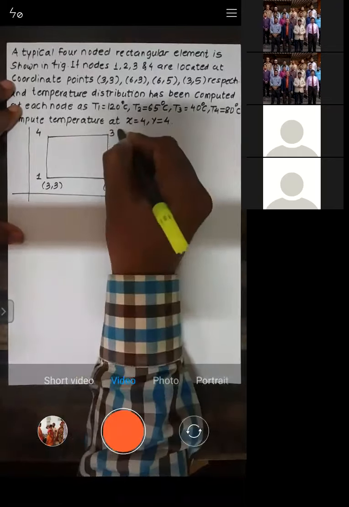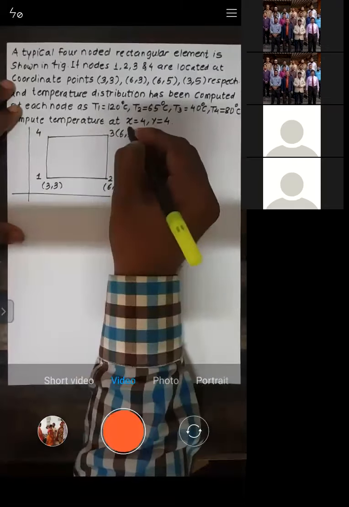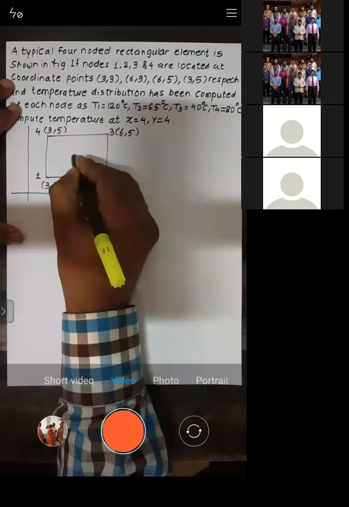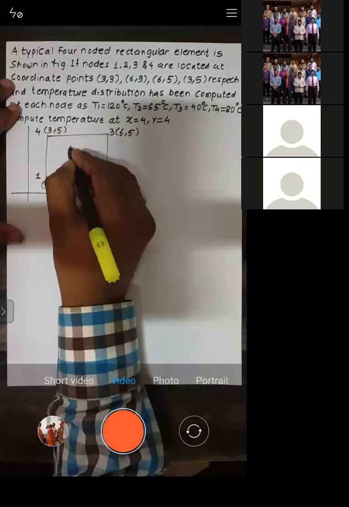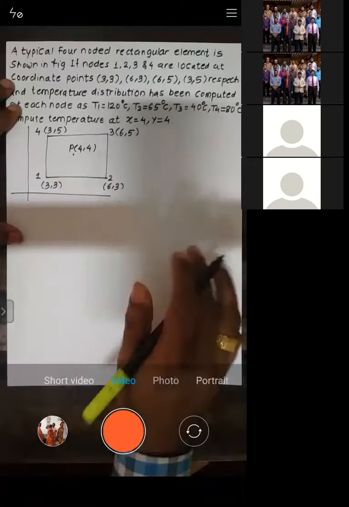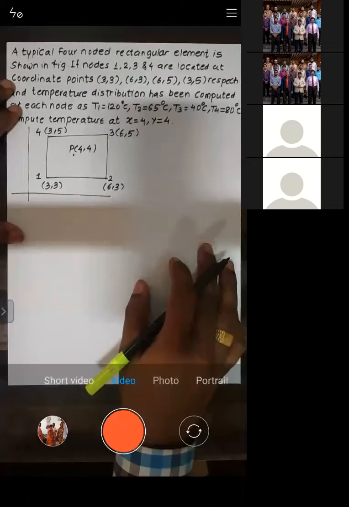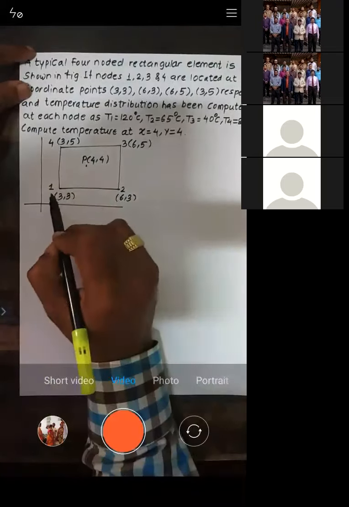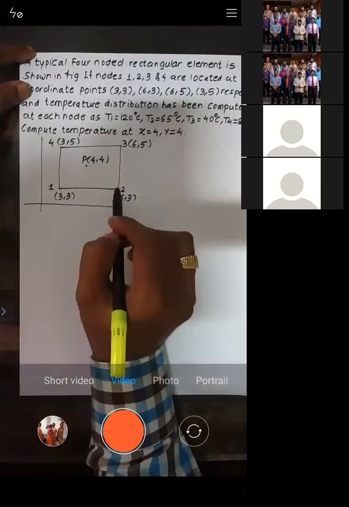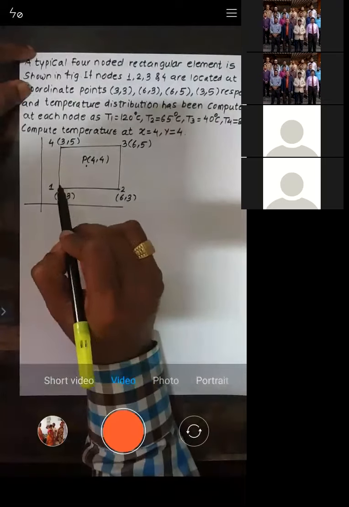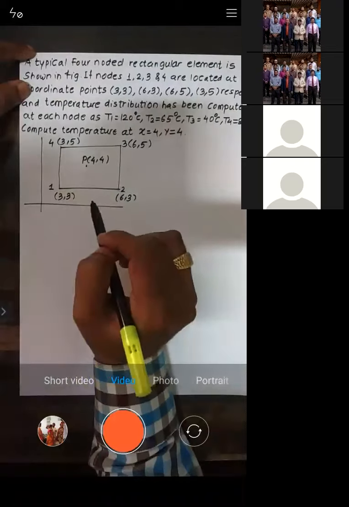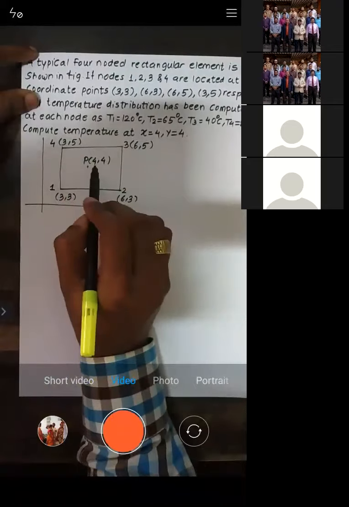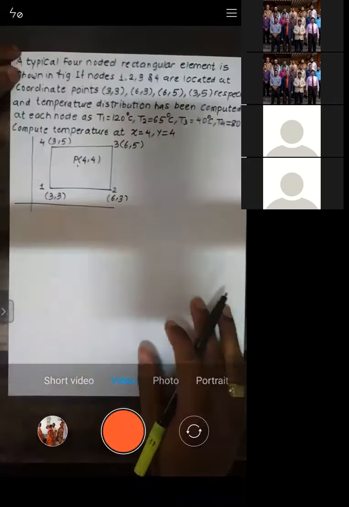This is the diagram which is given in the problem. They have given the x and y coordinates of every node. Similarly, they have given the temperature at every node, and they're asking to calculate the temperature at point P, whose coordinates are 4, 4. So this is the problem which is given.